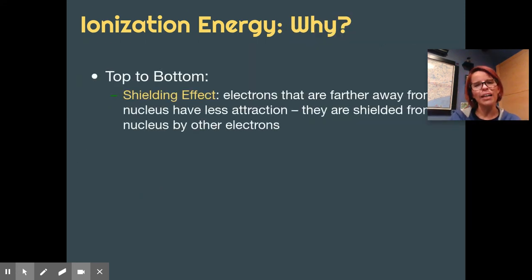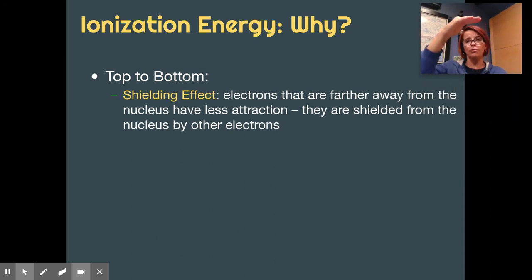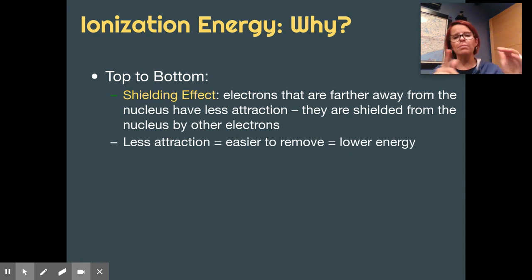Okay, so as we go top to bottom, we have something that's called the shielding effect. This is where we're comparing hydrogen and francium. The shielding effect says electrons that are farther away from the nucleus have less attraction. They are shielded from the nucleus by other electrons that are in the way. So those far away electrons are super easy to pick off. Francium has a bajillion electrons that are super far away. They don't take much energy to pluck them off. Less attraction means easier to remove and therefore lower energy.